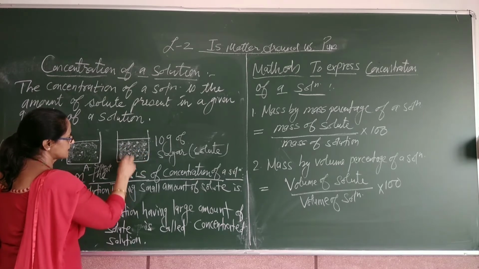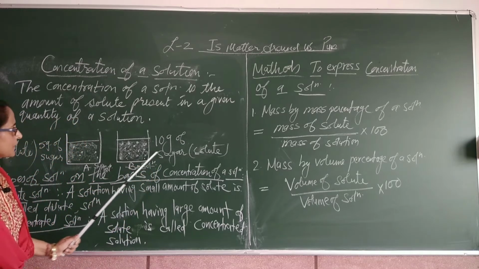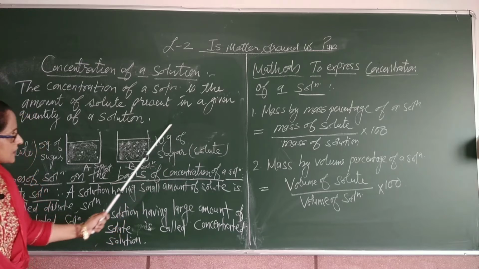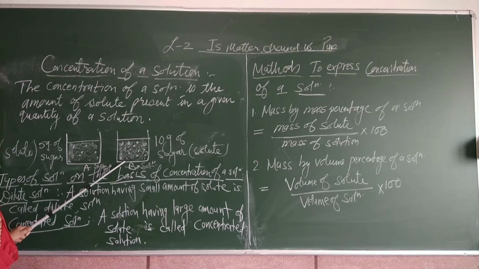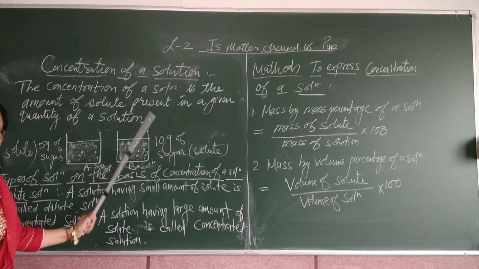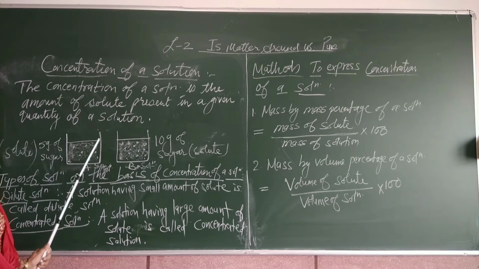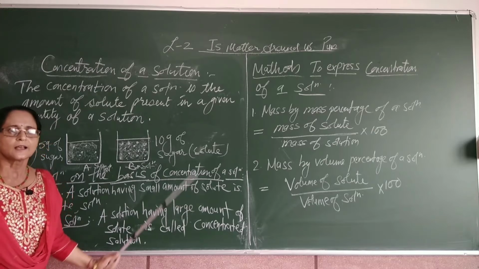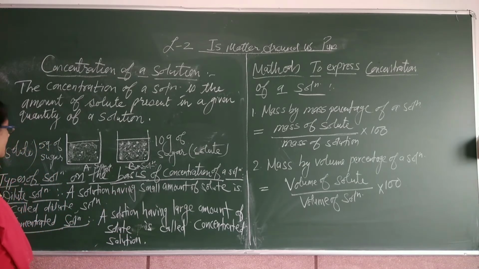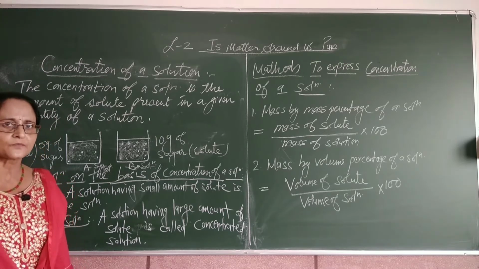You can see here, and it is also the sugar solution. Now, what happened there? If we compare the quantity of sugar, then we can say that in the second beaker, the amount of solute is greater as compared to the first beaker, because here we have taken only the 5 gram of sugar as a solute, while in the second beaker we have taken the 10 gram of sugar as a solute. And that's why on the basis of the concentration of the solution, we can say that there are two types of solution.